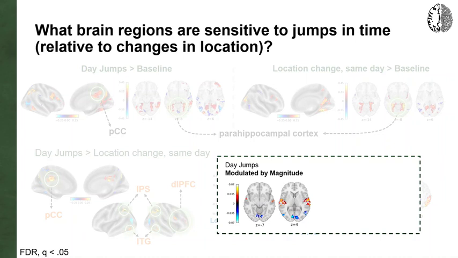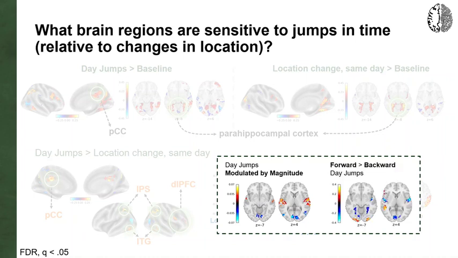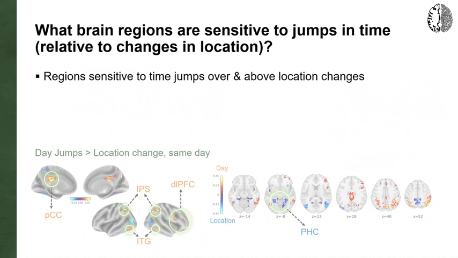We also looked at the directionality of the jump, for example, jumps forward versus backwards in time. We took the 7 backward jumps and found a commensurate 7 forward jumps of similar size and did a contrast. We see some parahippocampal activity associated with backward jumps in time. But again, this was only 7 time points, so we're hesitant to read into this too much. Altogether, we're seeing regional sensitivity to these day jumps over and above changes in location, and this may vary according to particular characteristics of the jump.